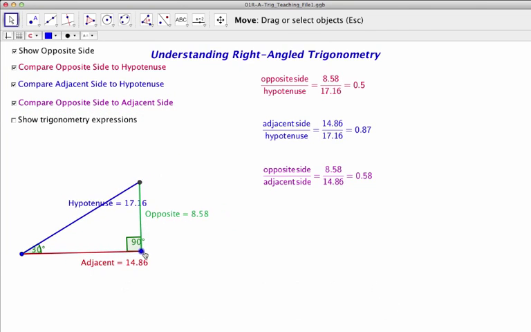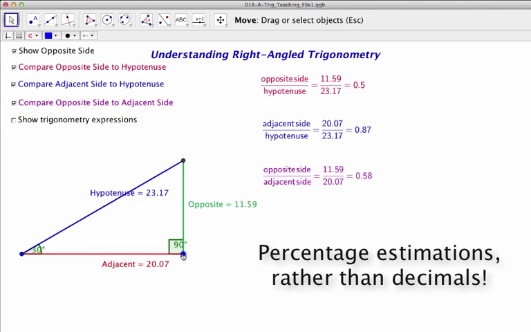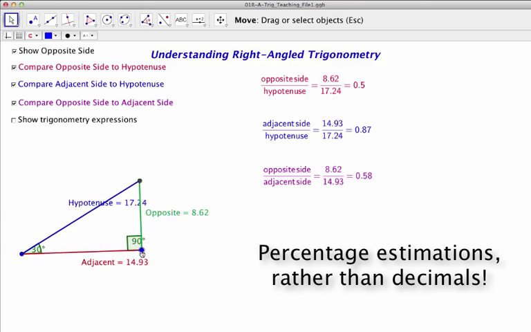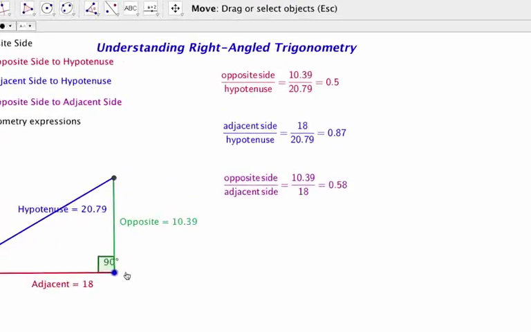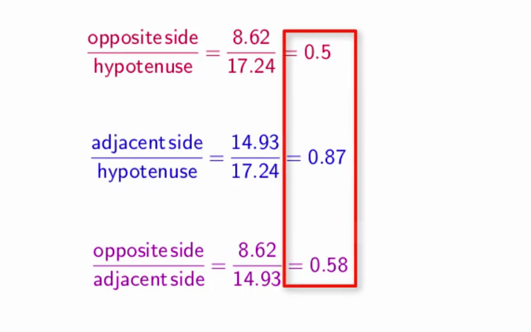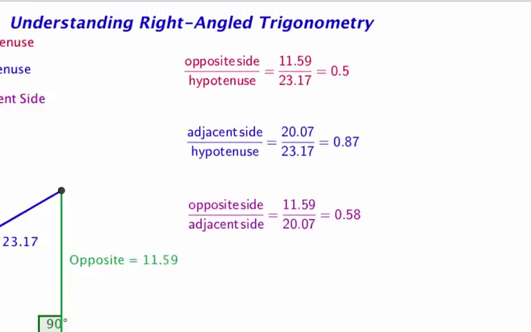I prefer asking students to estimate using percentages rather than decimals because it is more intuitive and it allows for a nice conversion exercise once the calculations finally appear as decimals.